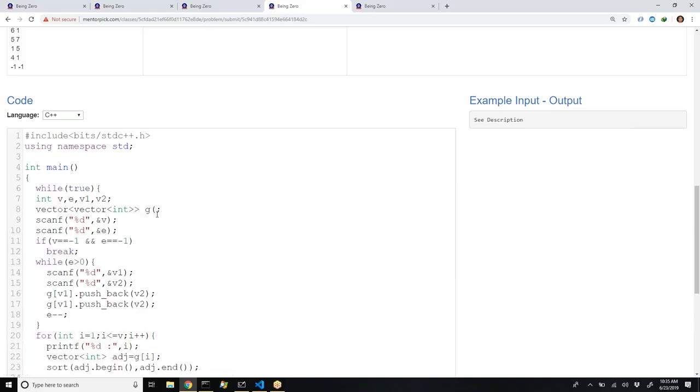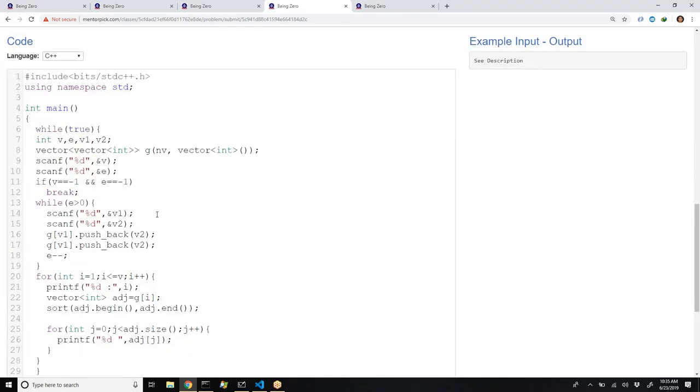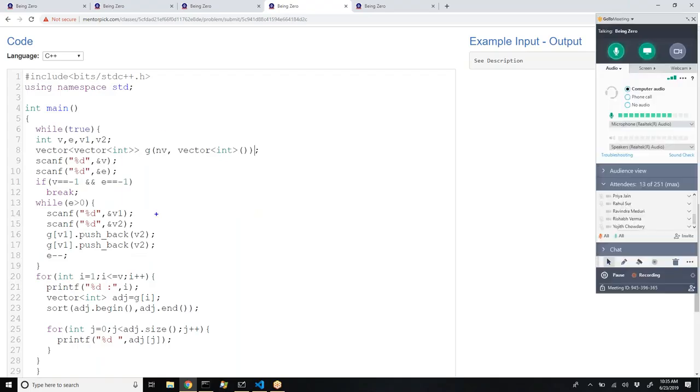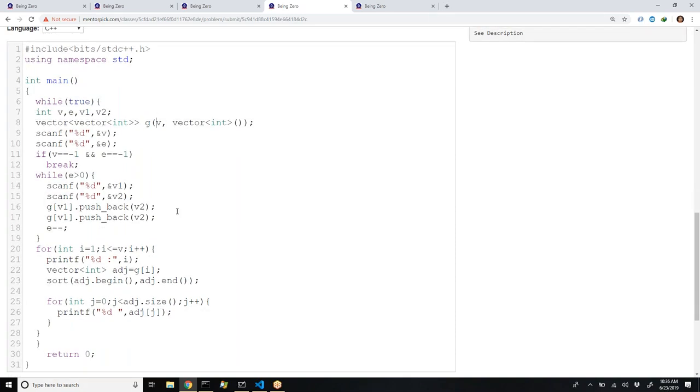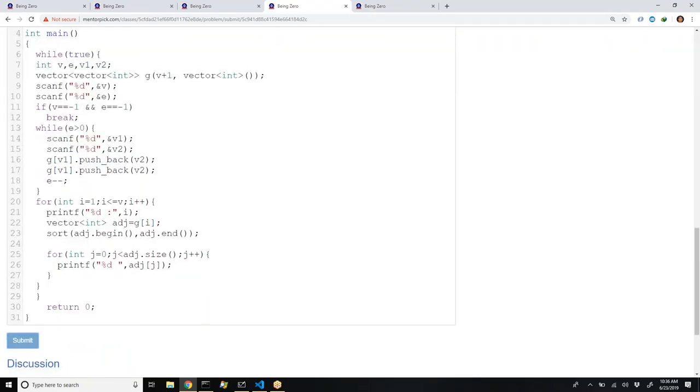So usually I'll say initialize it with nv, comma, vector of int. This notation says how many values you need and what the default values for each are. So we are creating empty vectors. Is vector a vector notation? You took v, okay. And you are going with 0 index based or 1 index based. So you should do v plus 1. Let's try now.